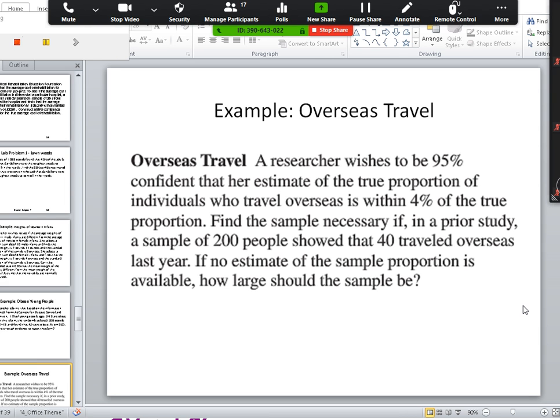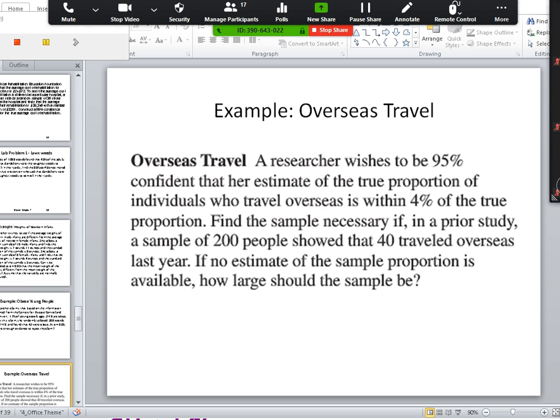A researcher wishes to be 95% confident that her estimate of the true proportion of individuals who travel overseas is within 4% of the true proportion. Find the sample necessary if, in a prior study, a sample of 200 people showed that 40 traveled overseas last year. If no estimate of the sample proportion is available, how large should the sample be?